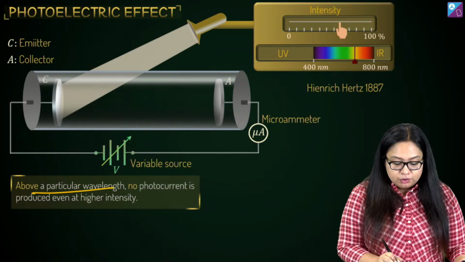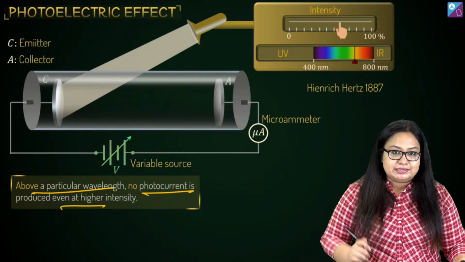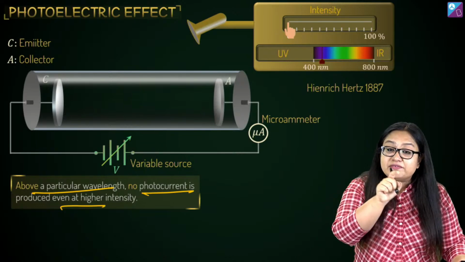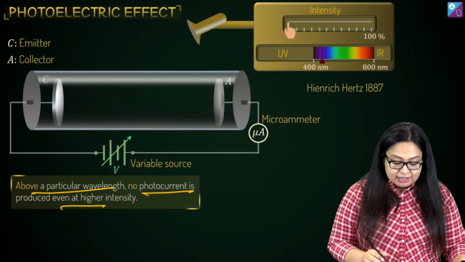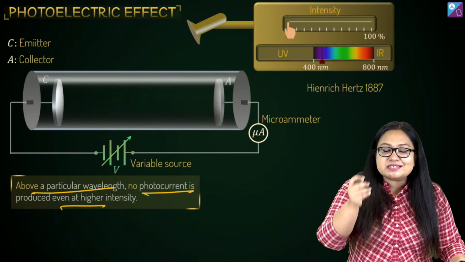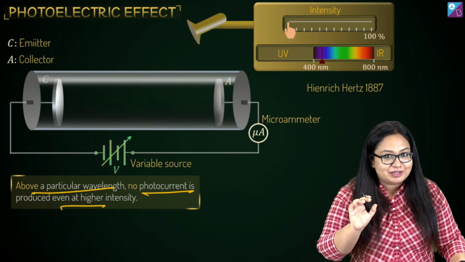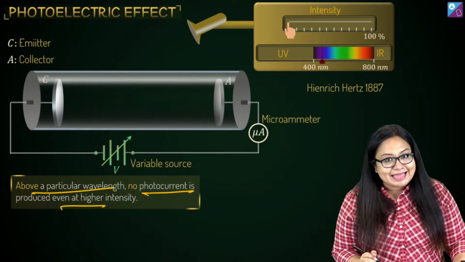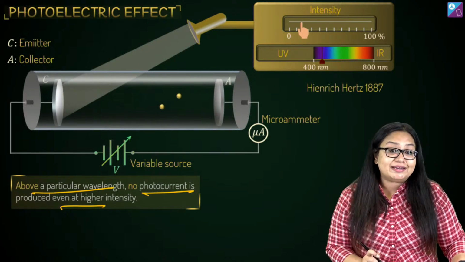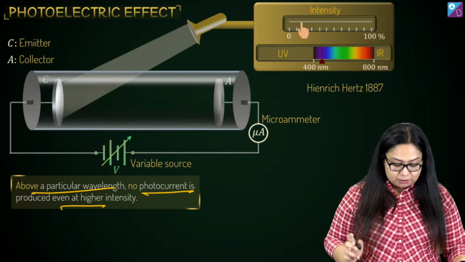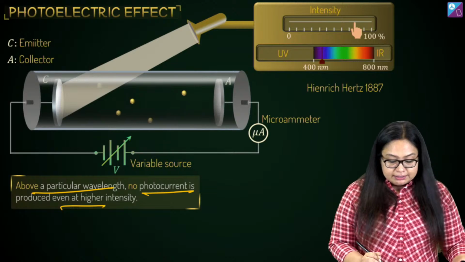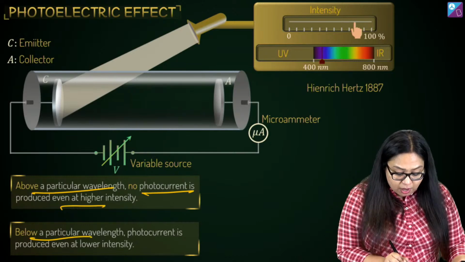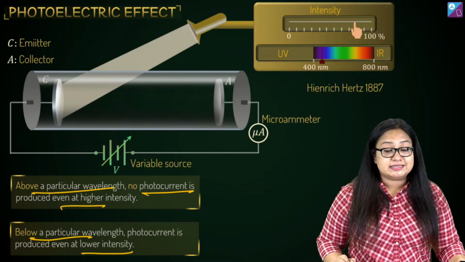Above a particular wavelength, no photocurrent is produced even at a very high intensity. But on the other hand, if I reduce the wavelength, if I make it smaller, that means the energy of photons is bigger, right? So if I take monochromatic light where wavelength is smaller than a particular number, then even at lower intensity, we are going to get photoelectrons. That was the second observation. Below a particular wavelength, photocurrent is produced even at lower intensity.